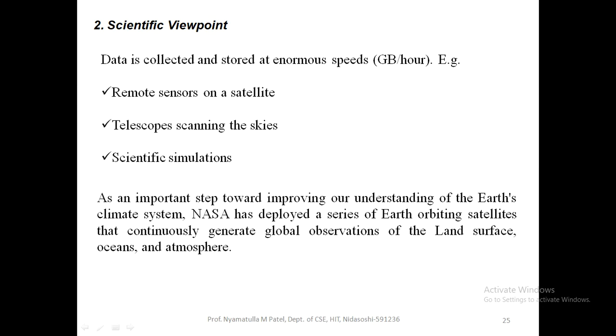As an important step towards improving our understanding of Earth's climate system, NASA has deployed a series of Earth orbiting satellites that continuously generate global observations of the land surface, oceans and atmosphere. Because of this, we will be able to understand the temperature, and make predictions of rain, earthquakes and cyclones, and support disaster management. All this is only possible when you mine the data collected from the remote centers and the satellites, and get details from it.